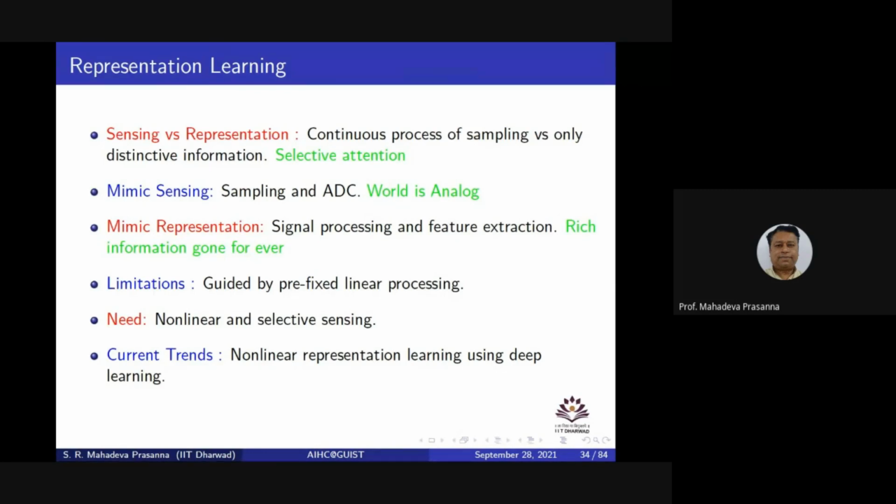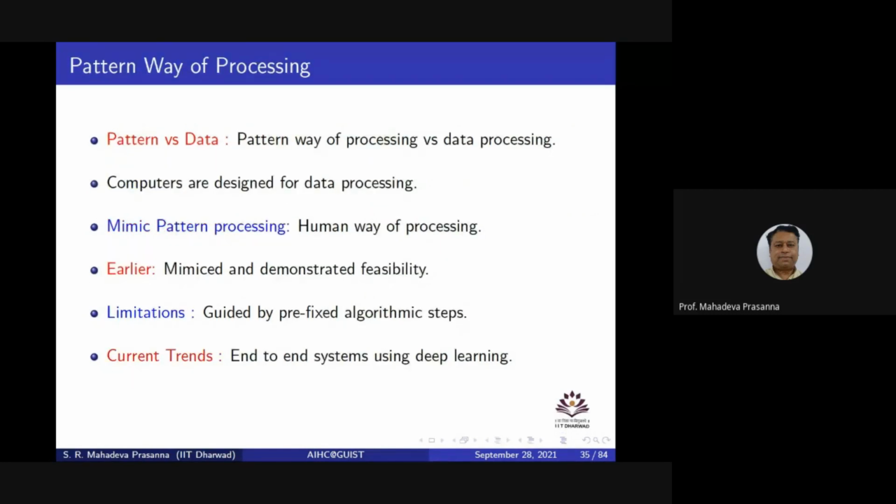With respect to that, the feature representations learned by deep learning models are expected to model the information better compared to the conventional signal processing based approach. That is where representation learning has become very important. Similarly, pattern way of processing. So far, I did not tell what is meant by pattern. That is an important term.